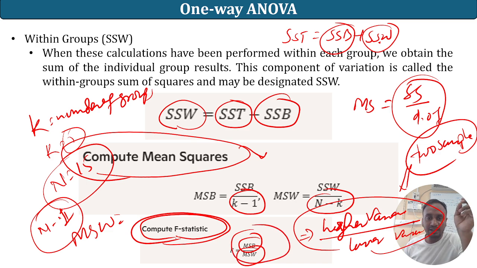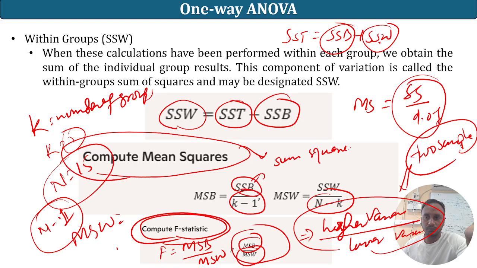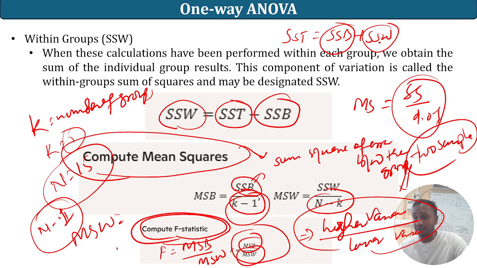But in the case of ANOVA, we have to go with F equal to MSB by MSW. MSB, where did we get it from? SSB, the sum of squares of error between the groups. Then K is equal to the number of groups minus 1, the degree of freedom of the group. How many groups do we have between the groups? It can be 3 groups, but the degree of freedom will become n minus 1. Whatever the numbers, we have to subtract 1. So that becomes K minus 1.